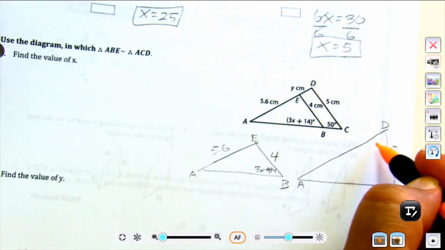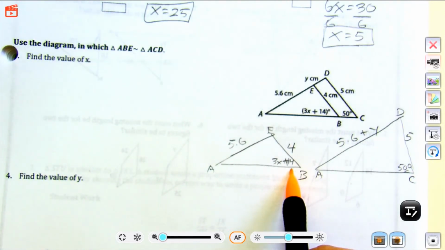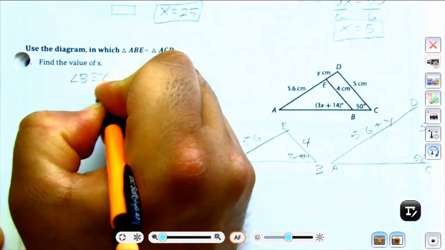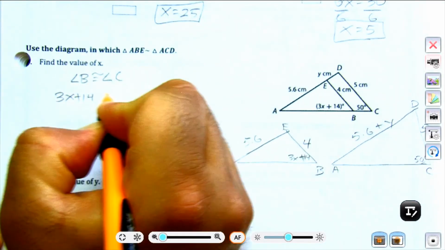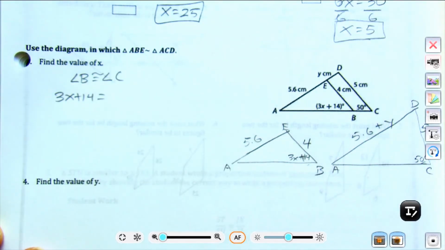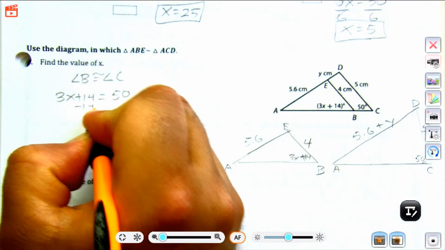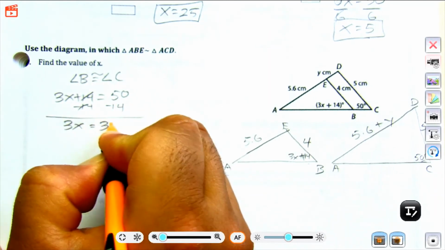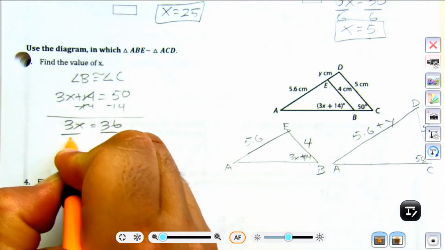So let's start by finding out what x is. So angle B corresponds to angle C. So I'm going to write angle B is congruent to angle C. Then substitute the values. 3x plus 14 is equal to 50. Subtract 14 from both sides, and I get 3x is equal to 36. Divide both sides by 3, and x is equal to 12.